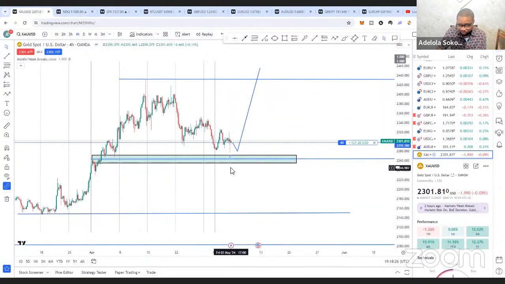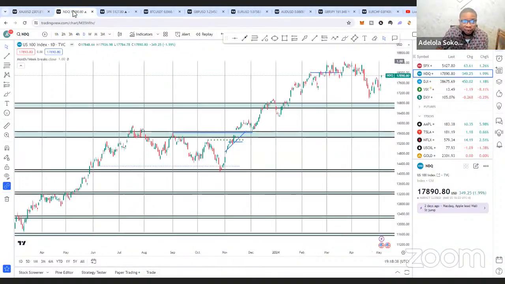Let's say price now breaks the support and hits my stop loss. I'll take it as a loss. That one, I'll wait for another opportunity. So while I'm waiting for another opportunity, I'm looking at other pairs and other assets. So let's look at NASDAQ.